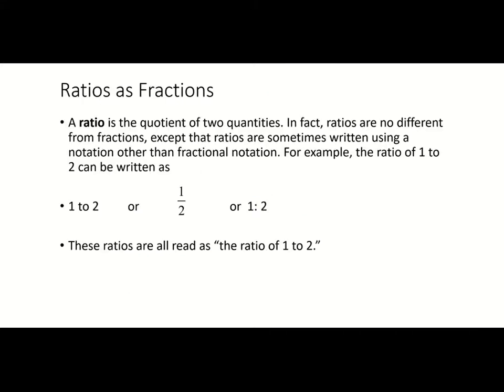So a ratio is a quotient of two quantities. Fractions are ratios, but sometimes ratios can be written in other notations. So you can use the word "to" between them, like here they have the ratio of 1 to 2, or you could write it as a fraction, or you can use a colon between the two. And they're all read the ratio of 1 to 2.